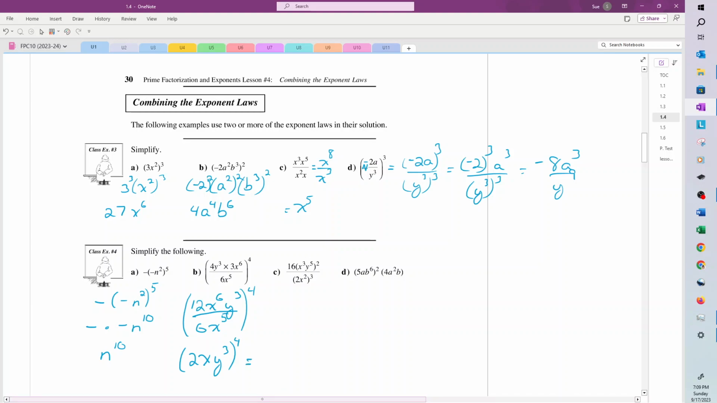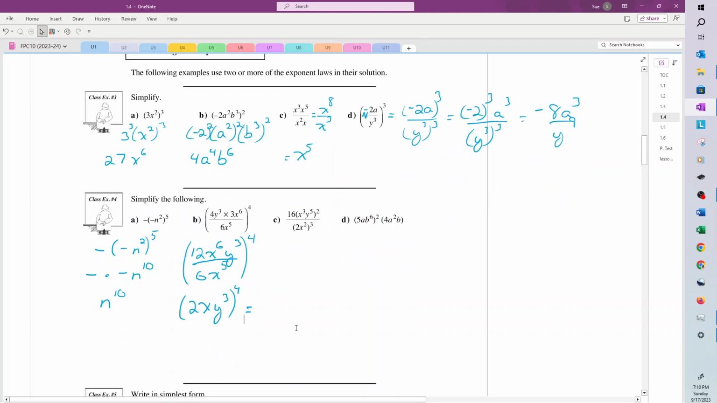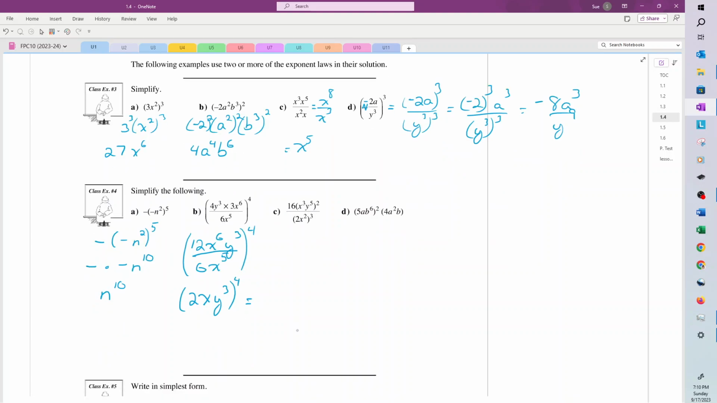So do I have some space down here? Yes, I can go down. So this is going to be 2 to the 4, x to the 4, y cubed to the 4, and 2 to the 4 is 16, x to the 4, y to the 3, that's a 4. 3 times 4 is 12. So there's my answer for that one.